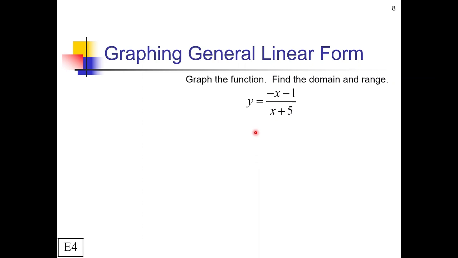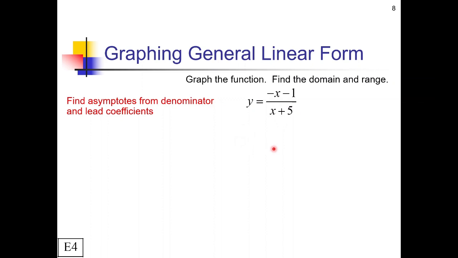Now that we've talked a bit about finding vertical and horizontal asymptotes, here's a function in general linear form. Pause the video and see if you can figure out the asymptotes, both vertical and horizontal, from your denominator and from your lead coefficients. Pause the video, see what the VA and the HA are on this one.